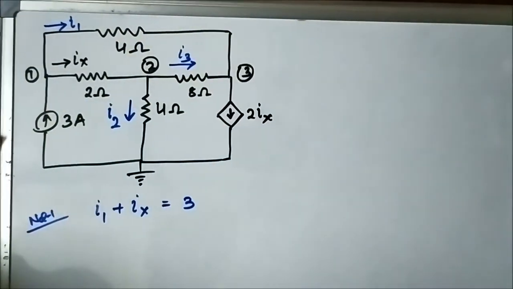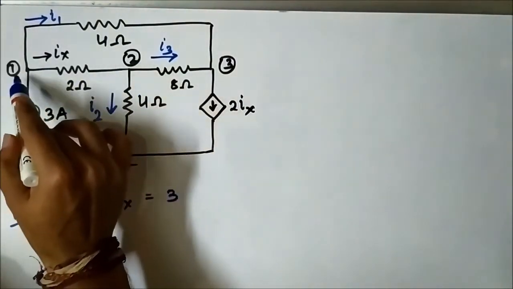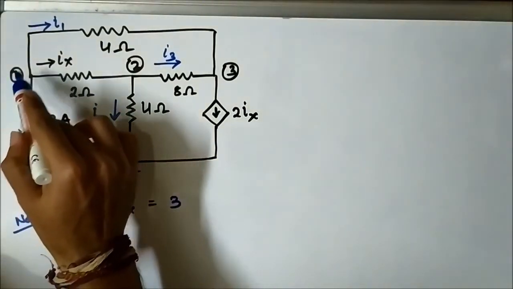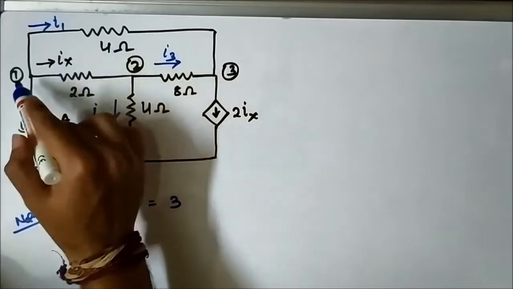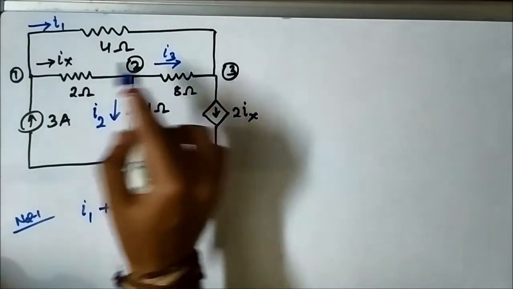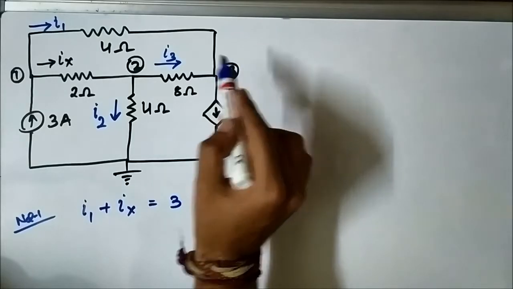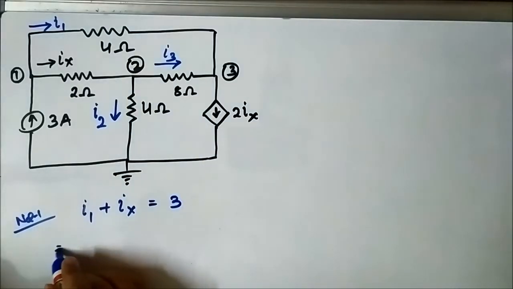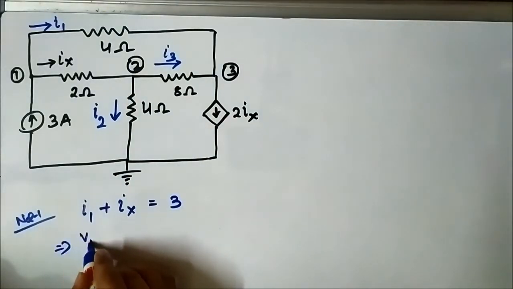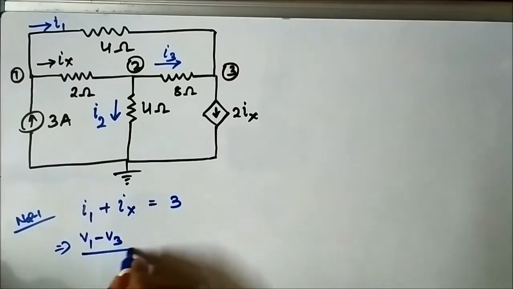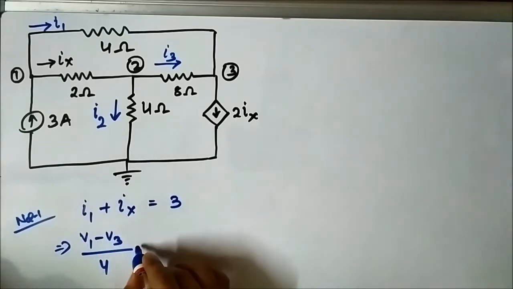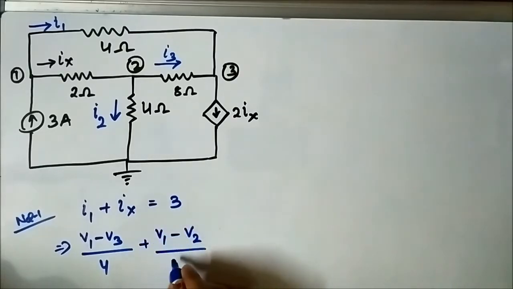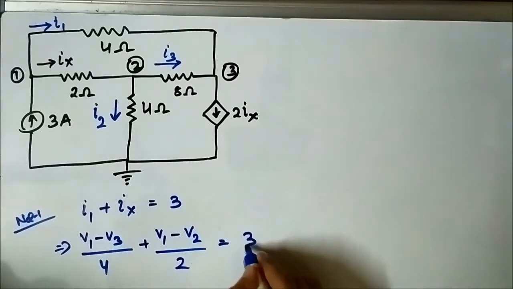Ix can be written as, it is flowing from node 1 to node 2, so it will be V1 minus V2 by 2 ohm, and I1 will be V1 minus V3 by 4 ohm, because I1 is flowing from node 1 to node 3. V1 is the higher voltage point, V3 is the lower voltage point. For Ix, V1 is the higher voltage point, V2 is the lower voltage point. So I1 will be V1 minus V3 by 4, and Ix is V1 minus V2 by 2, which is equal to 3.